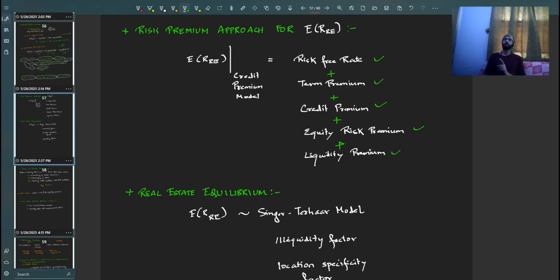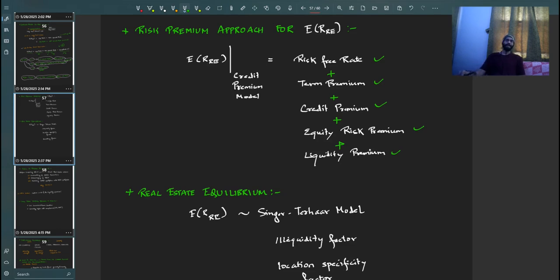So all these premiums need to be added when you're trying to understand or gauge the real estate returns through the credit premium model. Now, to what extent and what is the number, that varies depending on your micro market, depending on the market scenario, depending on your holding period. All these things will vary, right? Depending on the quality of the property, the variant of the property, all these things will be taken into account when you are deciding the numbers, right?